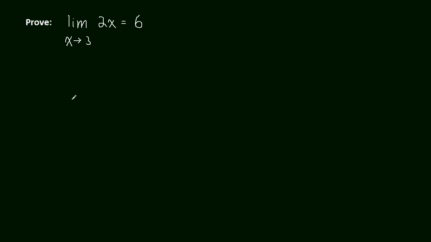Let's try and prove this limit here. And to prove this limit, we're going to need to use the definition of a limit. So if the absolute value of x minus 3 is less than delta, we have to show that this will always imply that the absolute value of 2x minus 6, or in other words, f of x minus L, is less than epsilon.